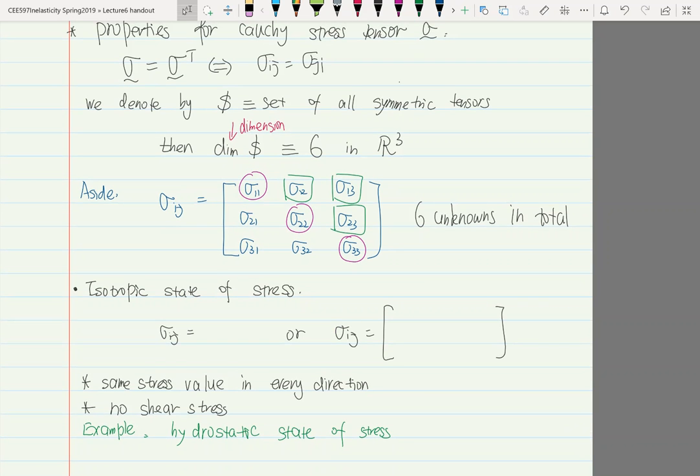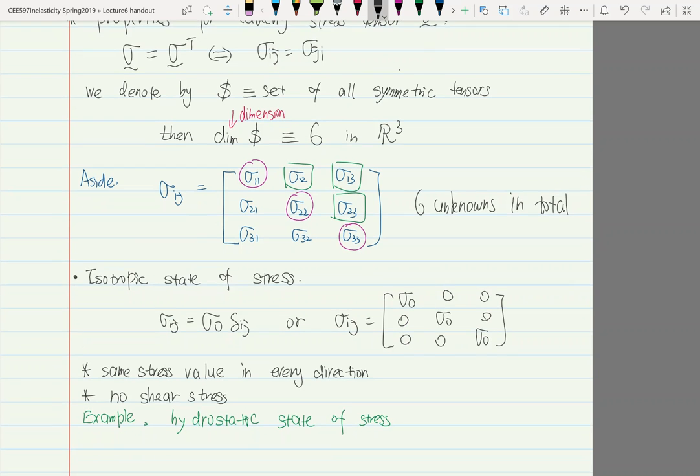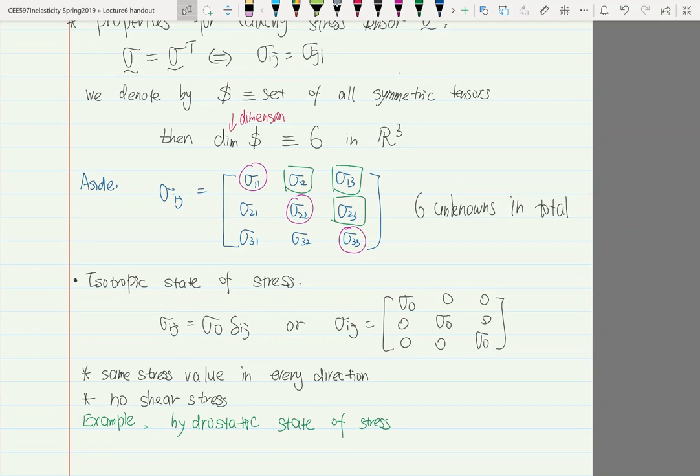Based on the definition of an isotropic state of stress, if sigma ij is isotropic, then it needs to equal sigma 0, which is a constant, times delta ij. Or if you write it in matrix form, all the diagonal terms are the same constant, equal to sigma 0, and all the other terms are 0. So two different requirements: first, the same stress value in every direction, which makes it isotropic, and then there is no shear stress.